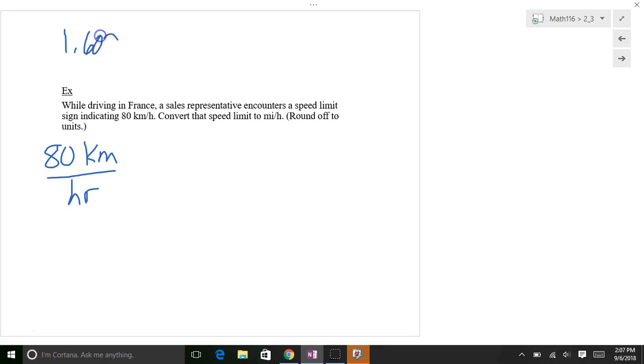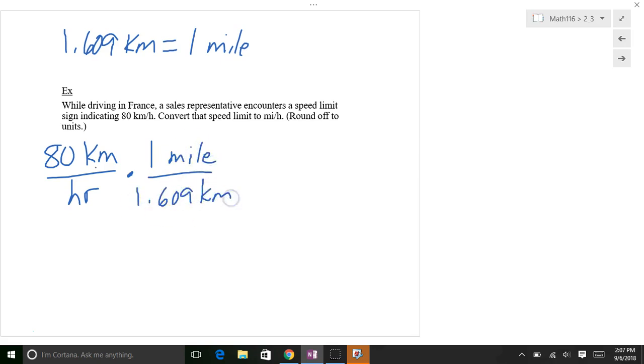Remember, there's 1.609 kilometers for every 1 mile. So we just have to take care of the kilometers. For every 1 mile, there's 1.609 kilometers. Kilometers are gone, so we have 80 times 1, so we have 80 on the top, miles.